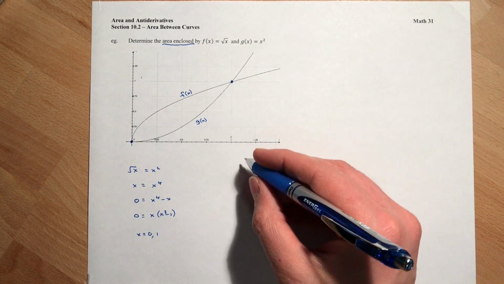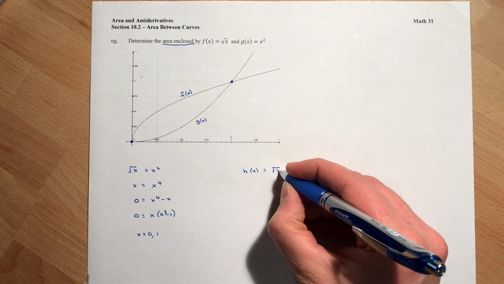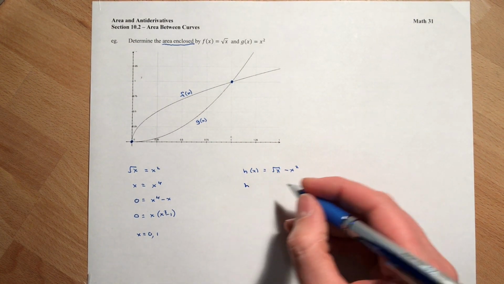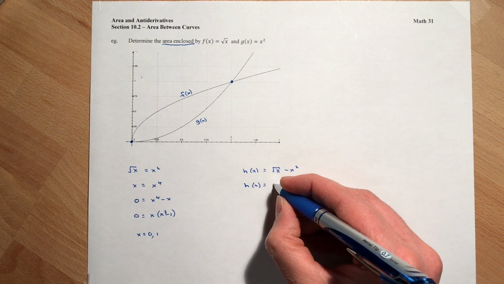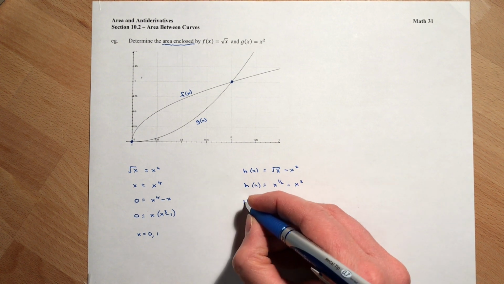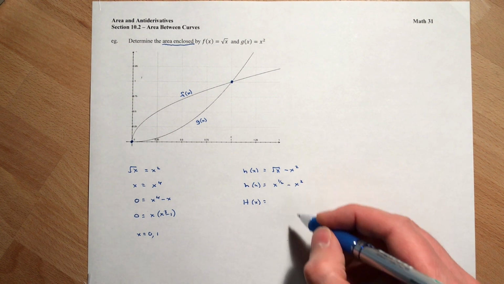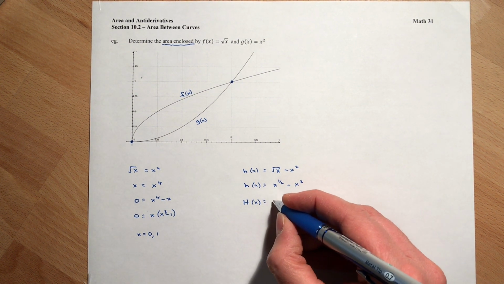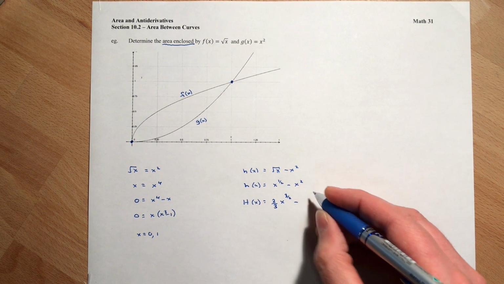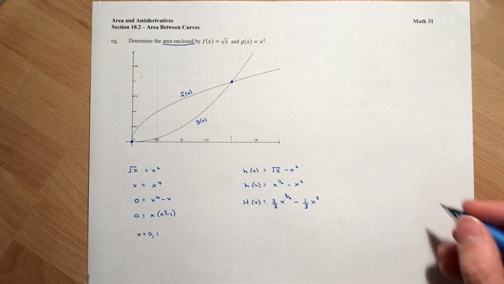So I'll come up with a new function h of x. h of x will be my upper function, which is the root x, minus my lower function, which is the x squared. There's not much I can do with that, but I will put it back into exponent notation: x to the 1/2 minus x squared. So I need the antiderivative for those. Again, I can just use the polynomial rule. 1/2 plus 1 gives me 3/2. If I divide by 3/2, that gives me 2/3, so it'll be 2/3 x to the 3/2. And then for this one here, I'll go 1/3 x cubed. Again, I have the plus c, but I'm not going to worry so much about that.